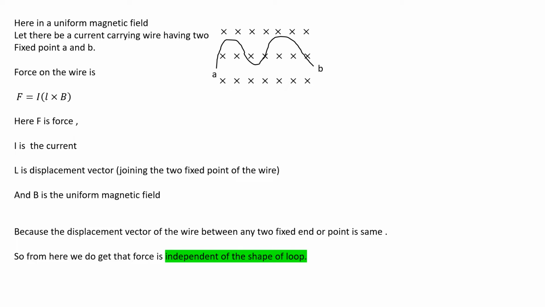Here there is a magnetic field. Let there be a current carrying wire having two fixed points A and B over it. So the force on the wire is F is equal to, we know, I into L cross B. And here F is the force, I is the current, and B is the magnetic field. Let L be the displacement vector joining two fixed points of the wire, that is A to B, and B is the uniform magnetic field. Because the displacement vector of the wire between any two fixed end points is the same, from here we get that the force is independent of the shape of the loop.